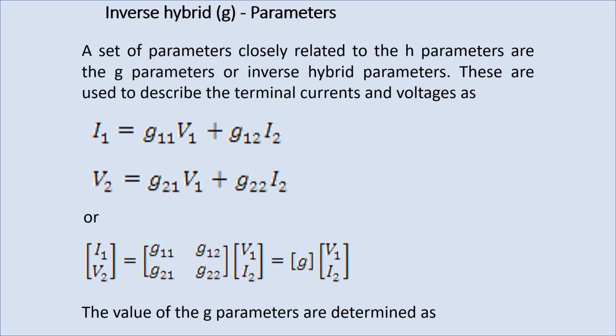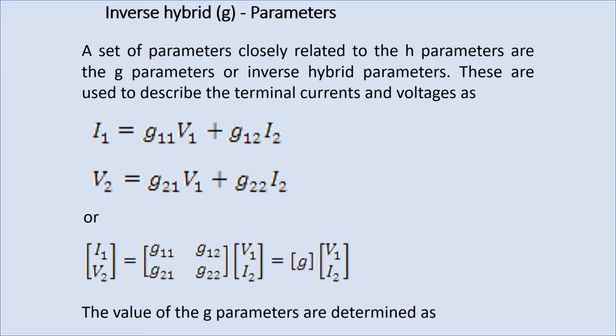Now, the formula for the inverse hybrid parameter or the G parameter is I1 equals to G11 V1 plus G12 I2. Note, I1 equals to G11 V1 plus G12 I2, and V2 equals to G21 V1 plus G22 I2. Again, V2 equals to G21 V1 plus G22 I2.